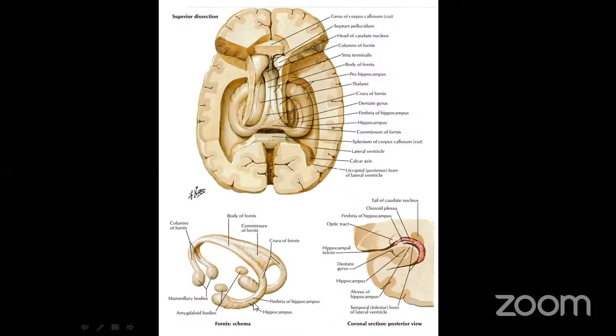This is another picture of the entire fornix. You can see how it originates from the mammillary body and forms the two columns. The columns unite together to form the body, which are connected by the commissure of the fornix or the hippocampal commissure, form the crura of the fornix and terminate with the hippocampus.